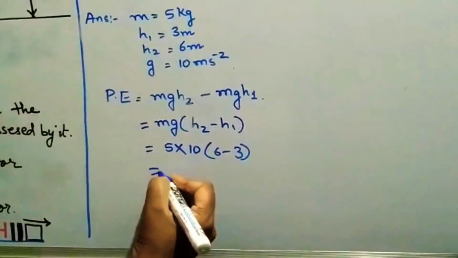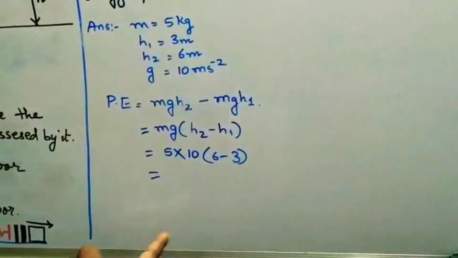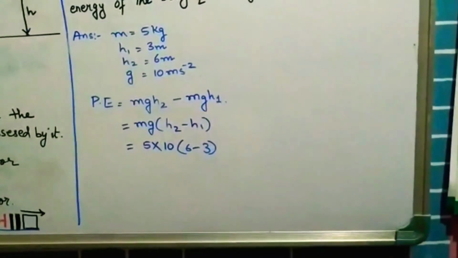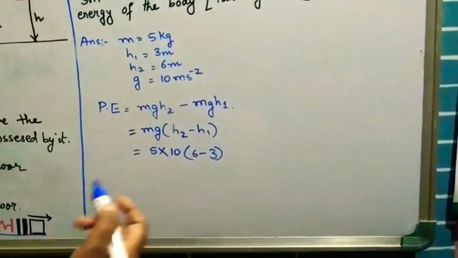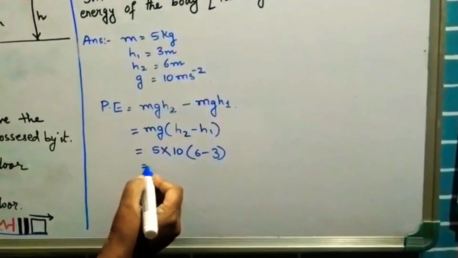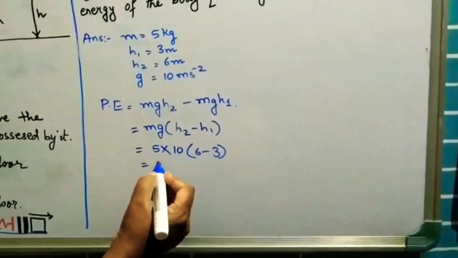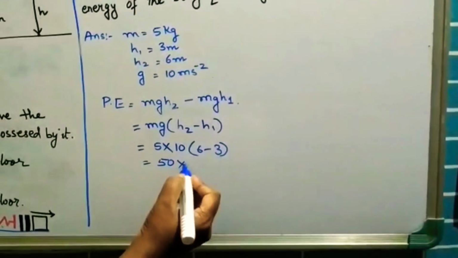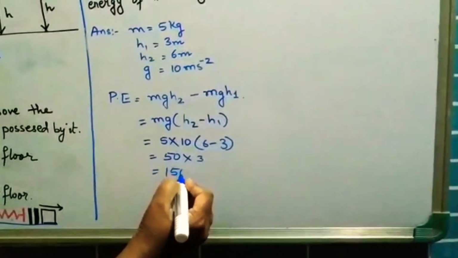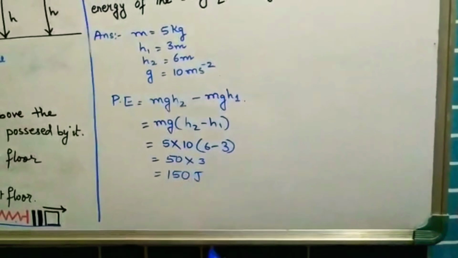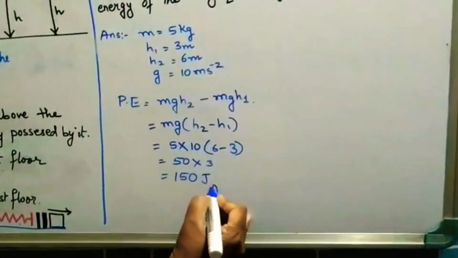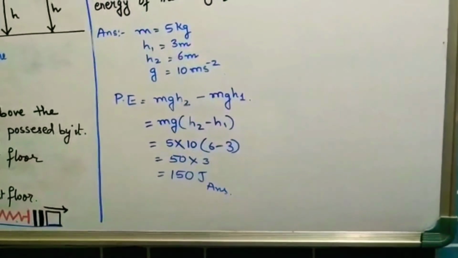Now in this case also we did not need any unit conversion because all of them were in SI unit. So 5 into 10 into (6 minus 3). Here we'll multiply 5 and 10, we get 50. 6 minus 3 gives us 3. So we get 150 joule. That's the SI unit of potential energy, kinetic energy. All the energies have the same unit, that is joule.